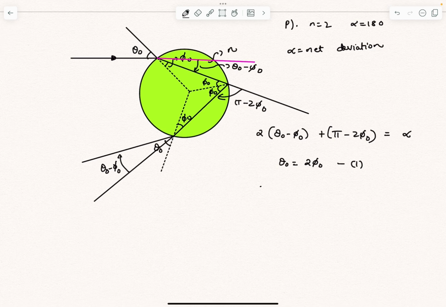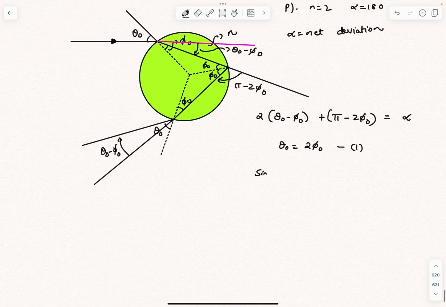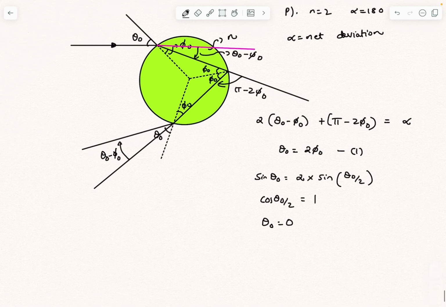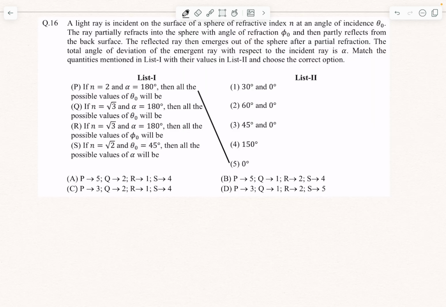the Snell's law equation. Now guys, we need the value of theta naught, so we can say sine of theta naught equals the refractive index n times sine of phi naught, and phi naught I am going to substitute as theta naught divided by 2. From here we can say cos theta naught by 2 is actually 1. So of course the value of theta naught equals 0 is true. So between 0 and 180, the only useful answer is theta naught equals 0. So P option matches with 5.